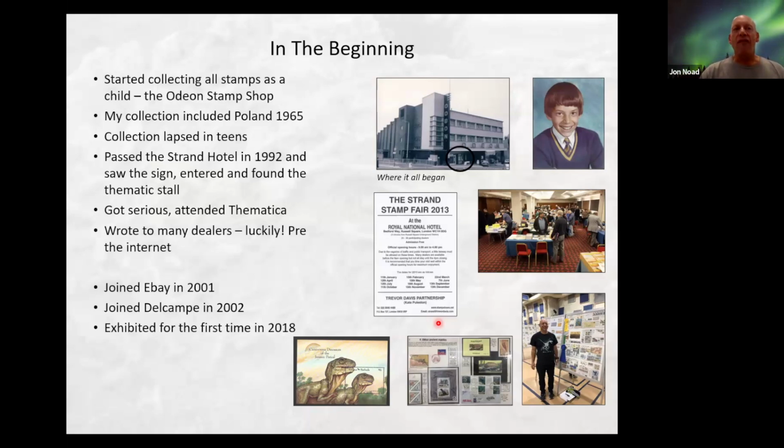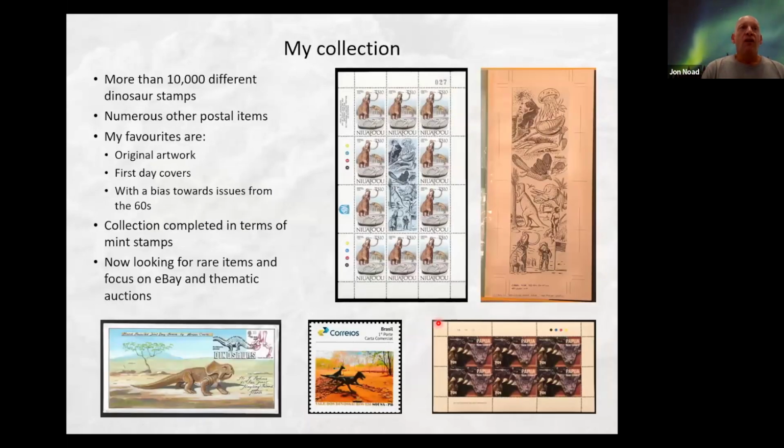And since then, I've collected many, many more dinosaur stamps through the years. In the early days, I wrote to a lot of dealers because there was no internet in those days, but since then, we've had the advent of eBay, Hipstamp, Delcampe, and other online sources that you can look at to try and increase your collection. So my collection, I have more than 10,000 different dinosaur stamps and numerous other postal items. My favorites are the original artwork, which is usually very difficult to get hold of.